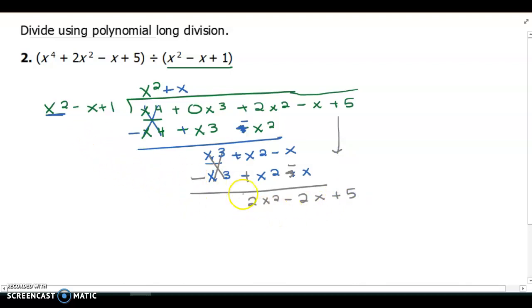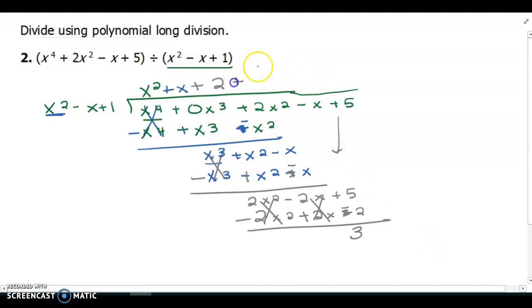Okay, so now what do I multiply? I multiply this by 2, and I get 2x squared minus 2x plus 2, and I subtract them, so change all the signs. That goes away. I'm left with just a 3. So this would be this plus 3 over x squared minus x plus 1. This would be it.